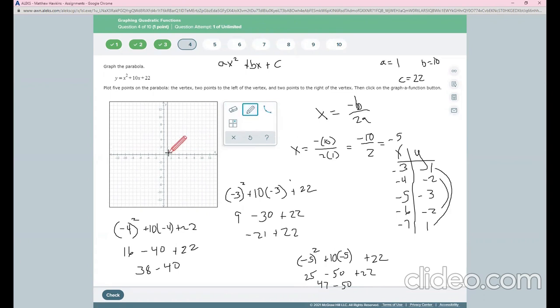So I have -3, 1. -3, 1 is here. -4, -2, right there. -5, -3, -6, -2, and then -7, 1. All right, we hit the graph of function button. It connects and graphs our parabola. We go ahead and check that out.